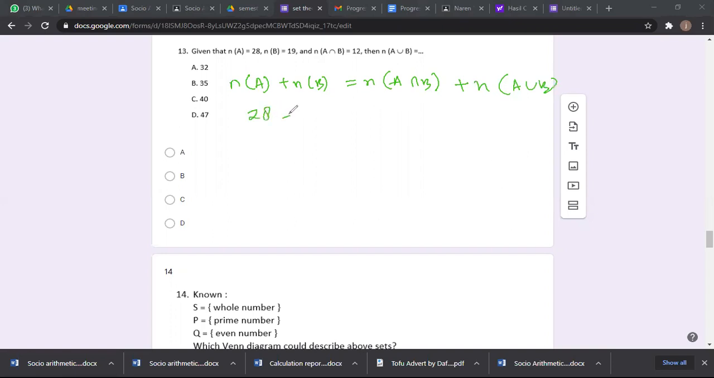So 28, 19, 12. And then they ask me about this one. So this one, we move it over there. So 28 plus 19 minus 12. So 28 plus 7, so 35. Look, it's just a simple equation.